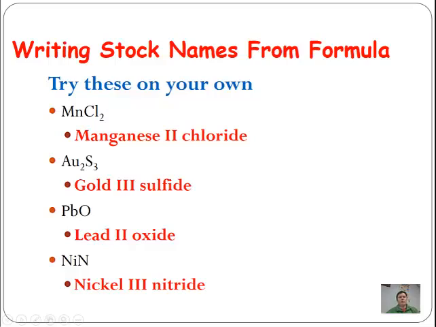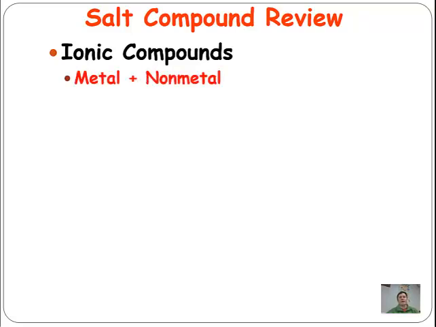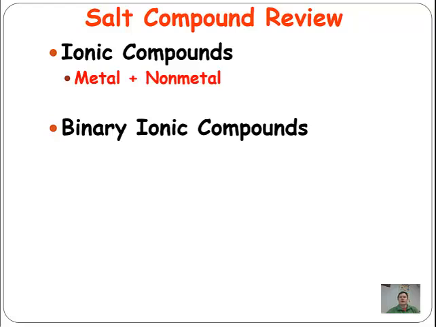Okay, we will practice these in class, but it's not that bad once you get the hang of it. So let's do a quick review of salts. Salts, remember, are simply ionic compounds. That means a metal combined with a nonmetal. We've talked about 3 types now. We've talked about binary ionic compounds. That's just 1 metal plus 1 nonmetal, 2 elements total.